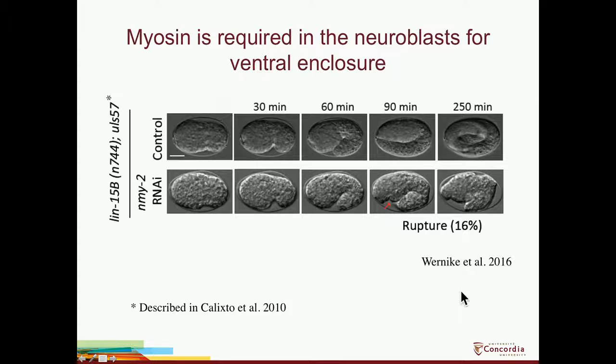We also, though, were really more interested in whether or not myosin was required in the neuroblast. So we used a strain generated by the Shelfie lab, which is neuronal sensitive for RNAi. And we performed NMY-2 RNAi in this strain and indeed saw that a significant proportion of the embryos had ventral enclosure phenotypes. So this was encouraging to us.